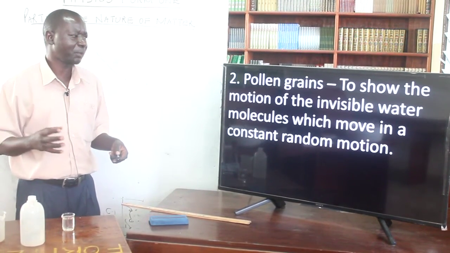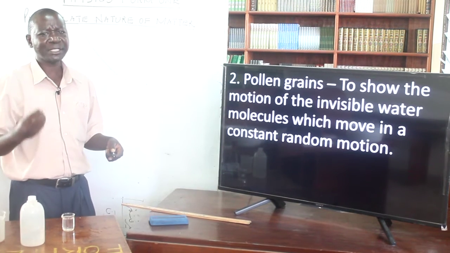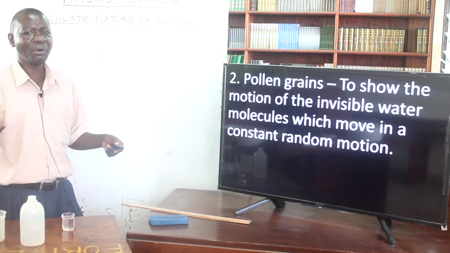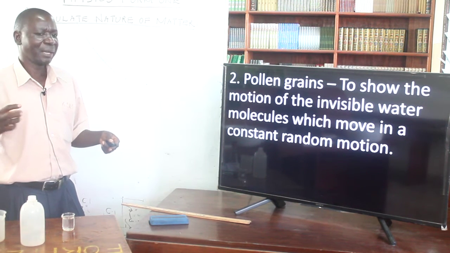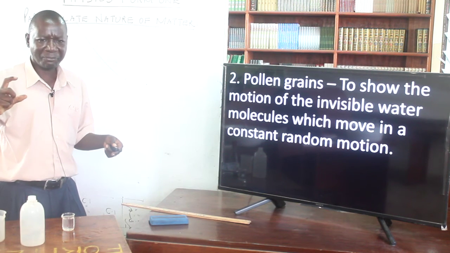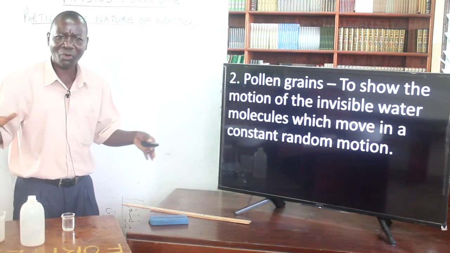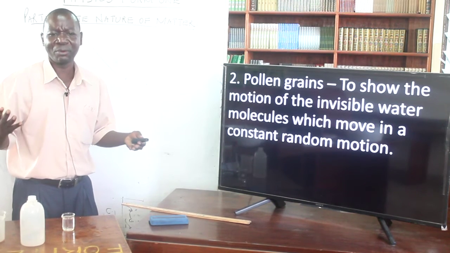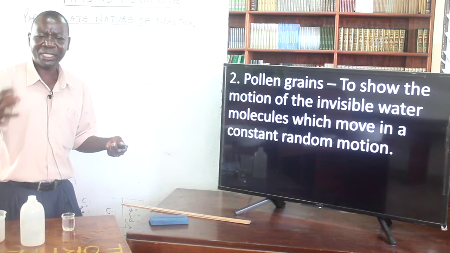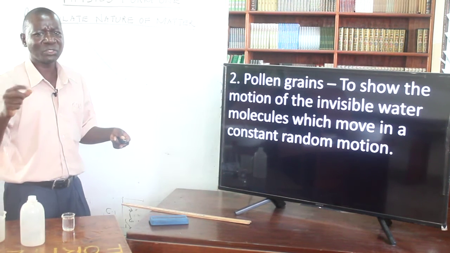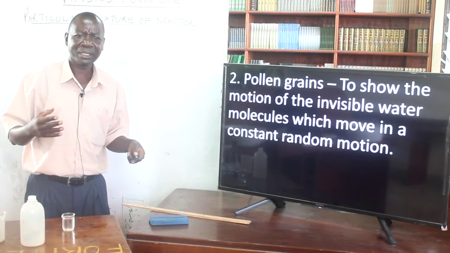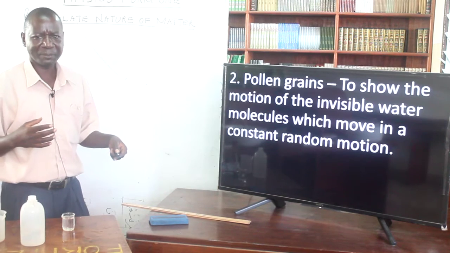Secondly, what is the function of the pollen grains that we have put there? The function of the pollen grains is to show us the motion of the invisible water molecules. Because essentially we cannot see the motion of the water molecules at all. They are not visible, and they are in motion. But we want to see their motion. So we put the pollen grains to show us the motion of those invisible water molecules.